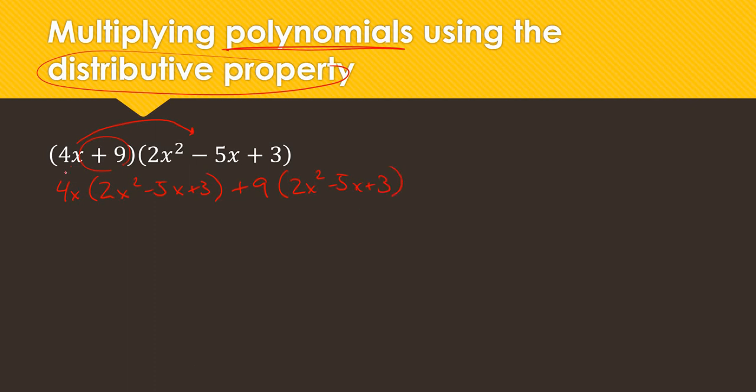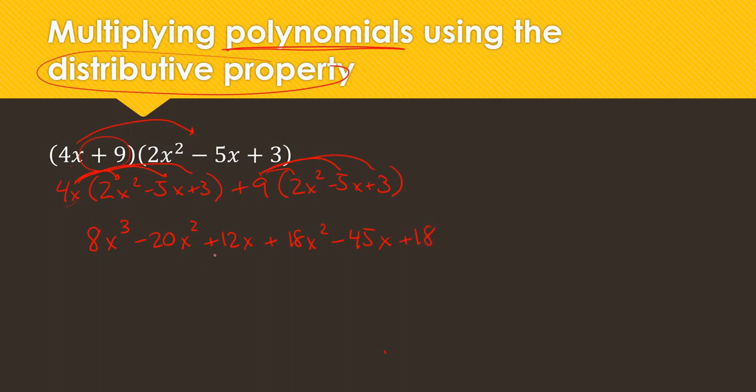Now I have to distribute again my monomial times my trinomial. 4x times 2x squared is 8x cubed. 4x times negative 5x is negative 20x squared. And 4x times 3 is plus 12x. I'm going to go on to the second one. Plus 9 times 2x squared is 18x squared. 9 times negative 5x is negative 45x. And 9 times 3 is a positive 18.